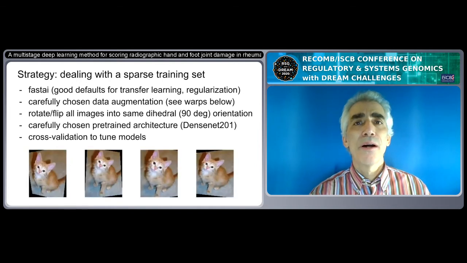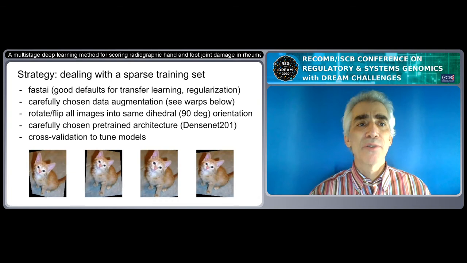More strategy: we used Fast AI, which is very good at avoiding overfitting. We gave some careful thought to data augmentation. For example, we used the warps shown, which we thought could simulate joints being held at different angles to the X-ray plane. We did a careful search for a good pre-trained architecture. We found that DenseNet performed the best, and some other standard stuff like cross-validation.